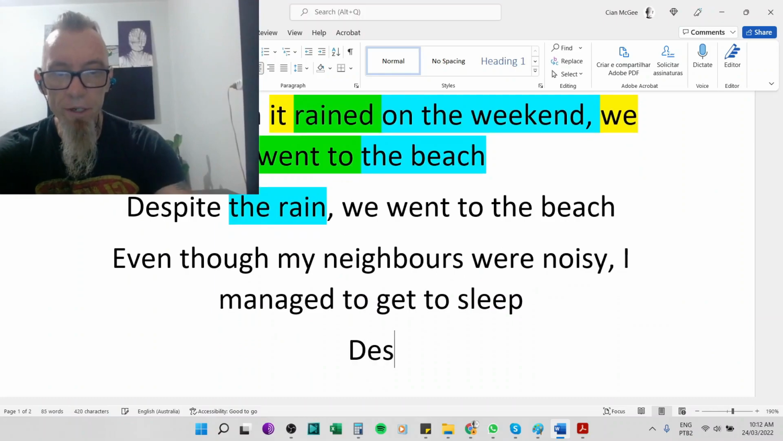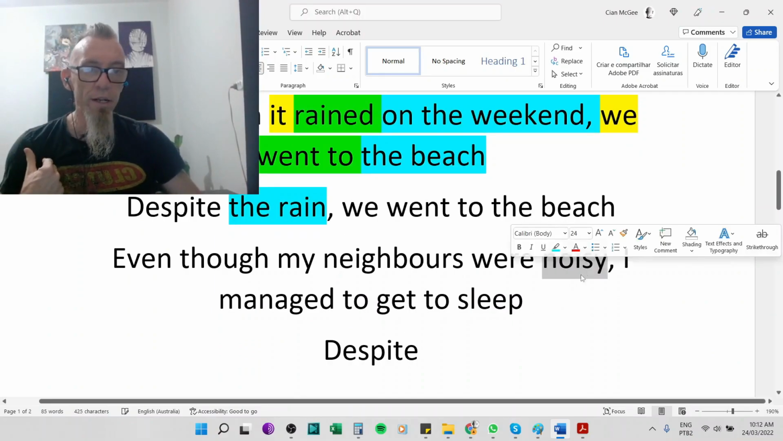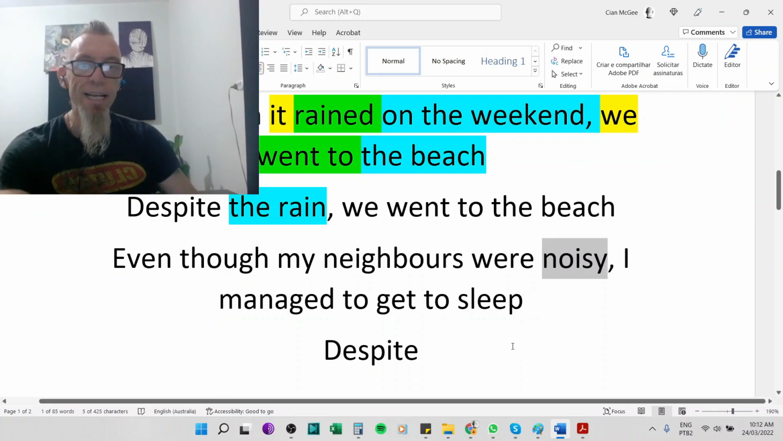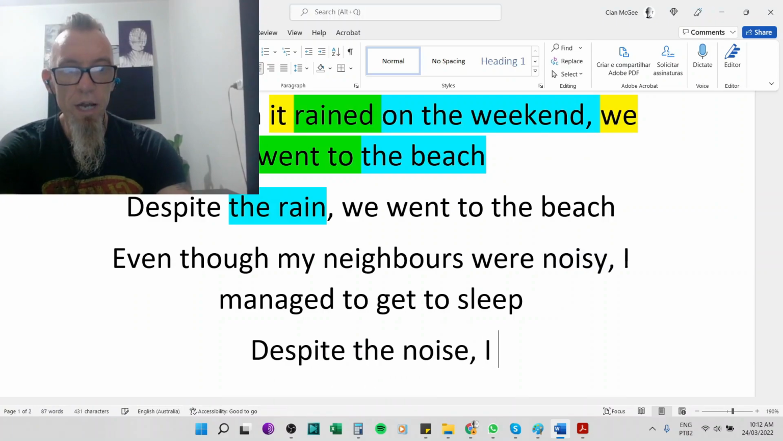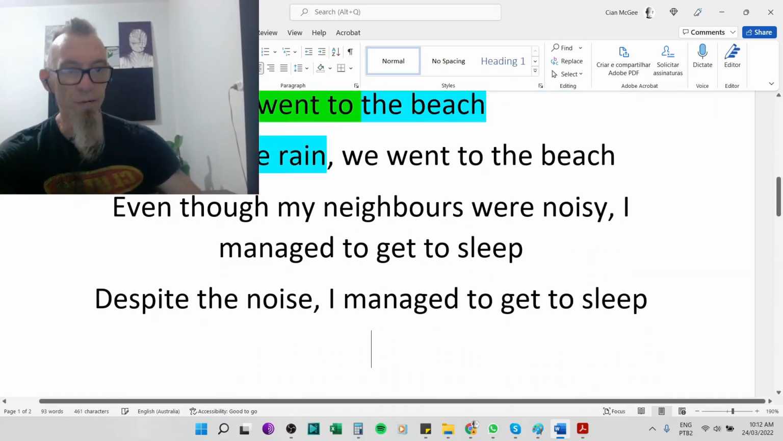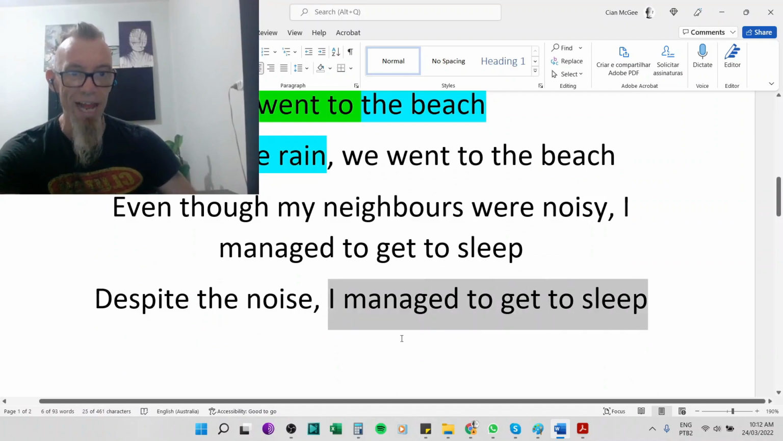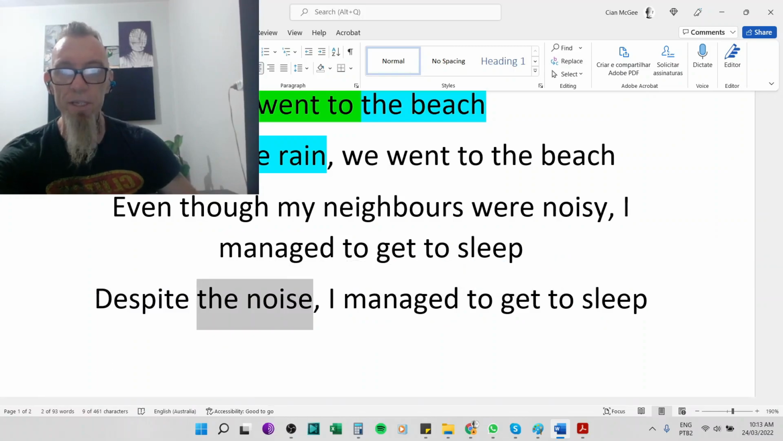With "despite," we're just going to say "despite." And so now I can do two things here. I can take this adjective and make that a noun and say, despite the noise, I managed to get to sleep. And here we have our subject, verb, object, because this is the important part. It's what we did. But this is just the cause. And so the cause with "despite" is always just a noun. There's no verb, there's nothing.